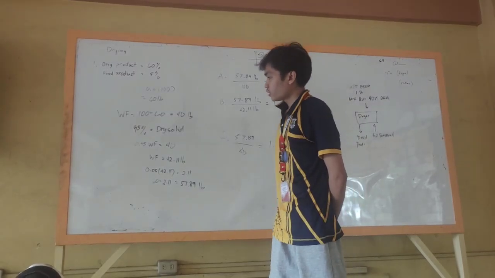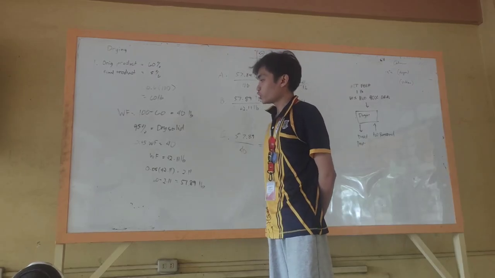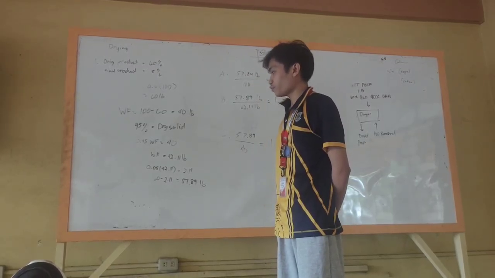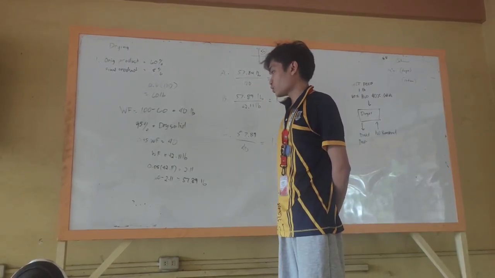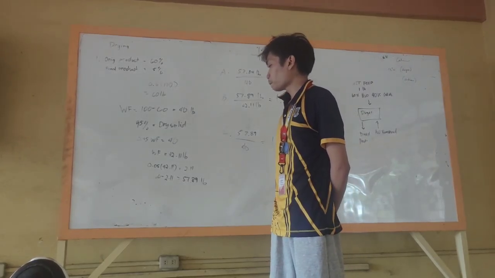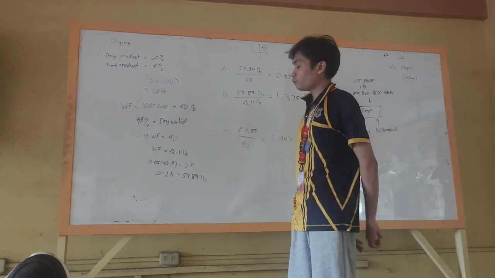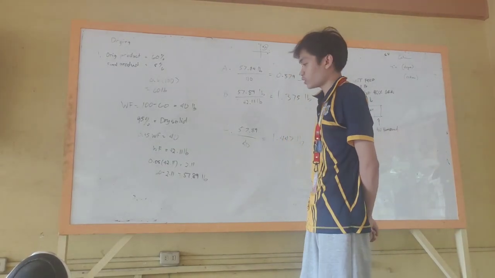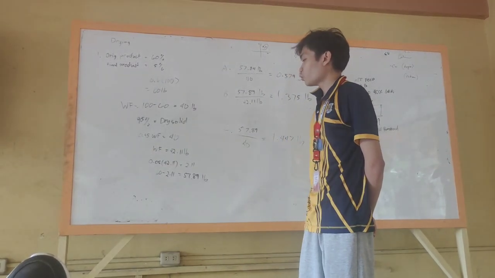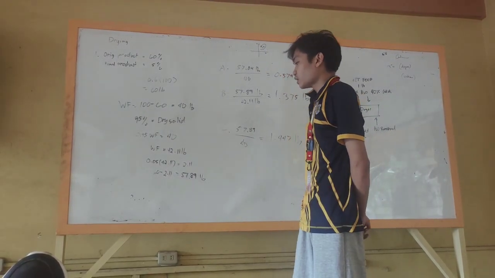And then 90% is equal to dry solid. So 0.85 times the W_F equals 40. Since we already have the value of 40 pounds, we only need to put in the value. So W_F is equal to 42.111 pounds. I mean 42.11 pounds.